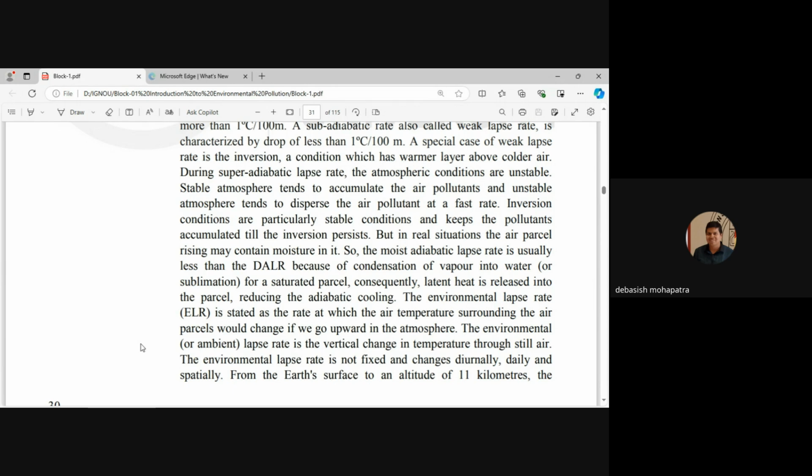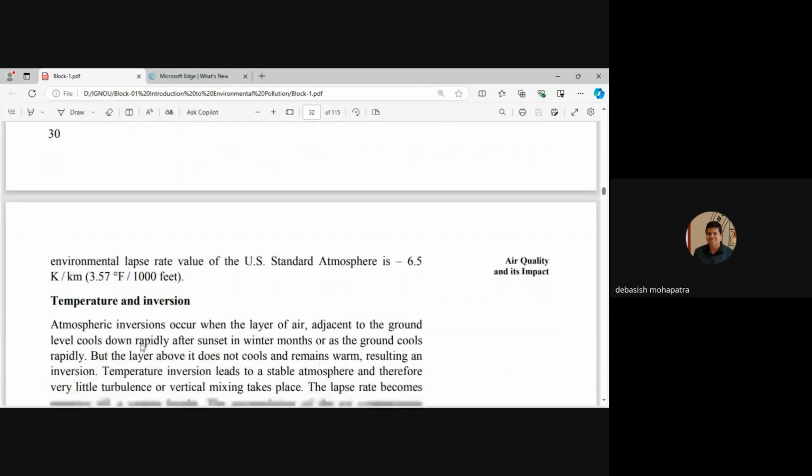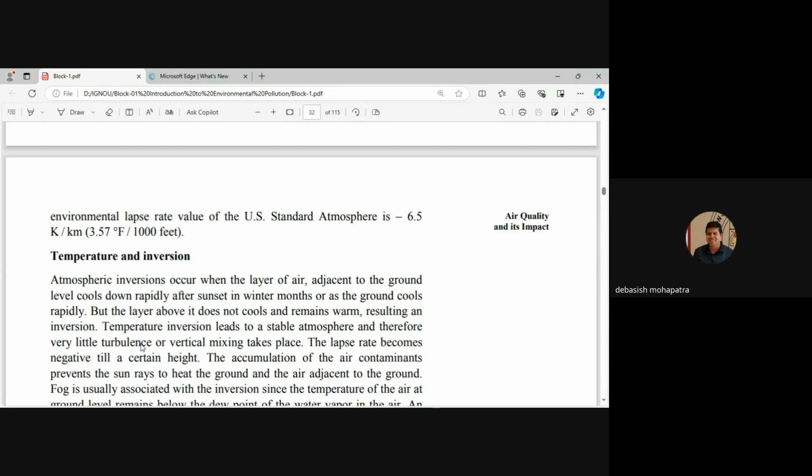The environmental lapse rate, ELR, is stated as the rate at which the temperature of the air surrounding the air parcel would change if we go upward in the atmosphere. So the environmental or ambient lapse rate is a vertical change in the temperature through still air. The environmental lapse rate is not fixed and changes diurnally, daily and spatially. For Earth's surface, up to a height of 11 kilometers, the lapse rate value of the US standard atmosphere is minus 6.5 K per kilometer, or 3.5 degrees Fahrenheit per 1000 feet. So this is how your pollutant gets mixed under different layers of the atmosphere and gets dispersed.